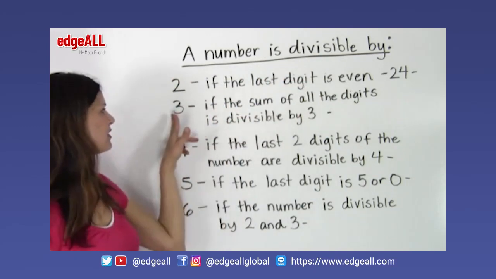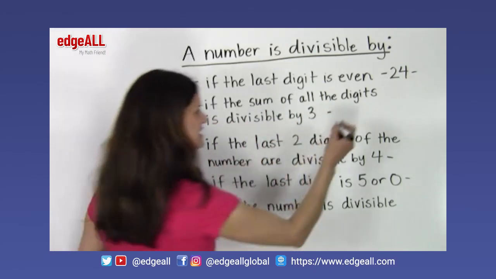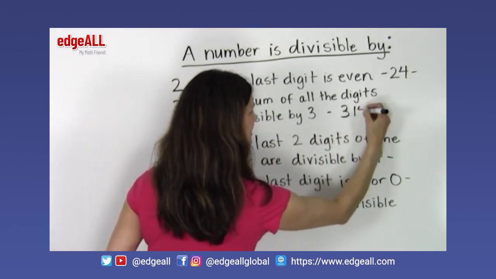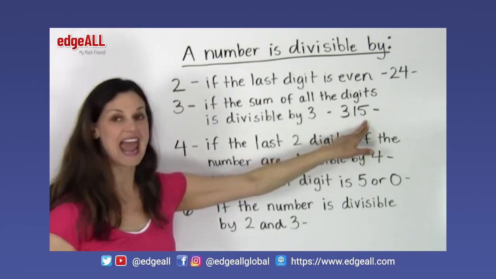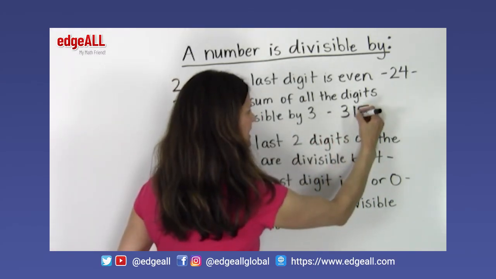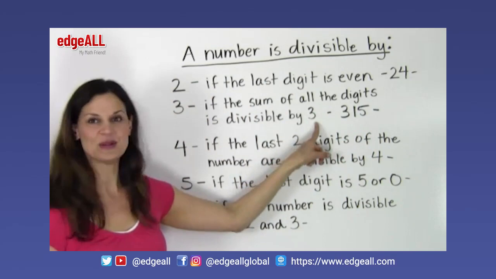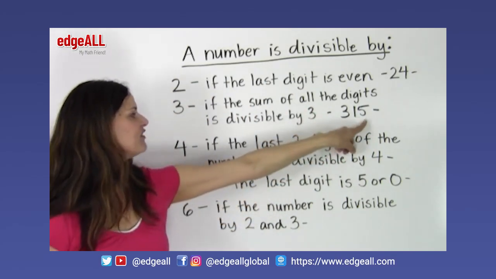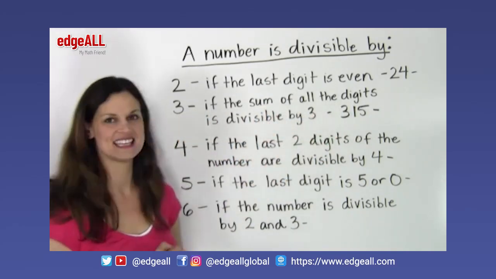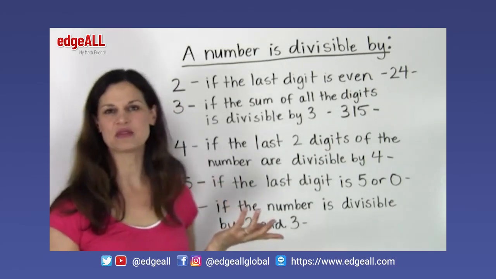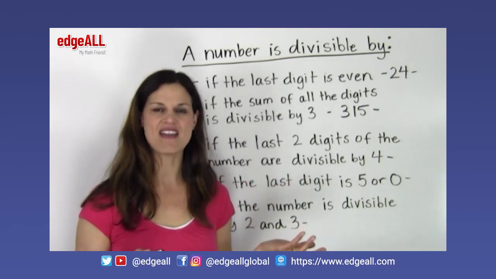A number is divisible by 3 if the sum of all the digits is divisible by 3. So let's look at an example in which this is true. 315. If I take the digits of 315 and add them together, 5 plus 1 equals 6, plus 3 equals 9. And 9 is divisible by 3. So 315 is divisible by 3 because the sum of all the digits is divisible by 3. A number like 311 wouldn't work because 3 plus 1 is 4, plus 1 is 5, and 5 is not divisible by 3.